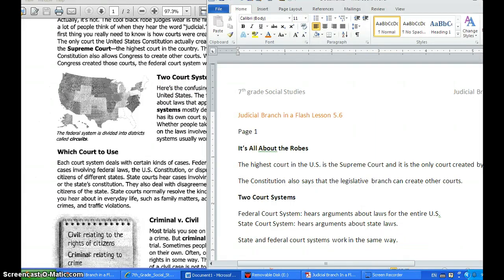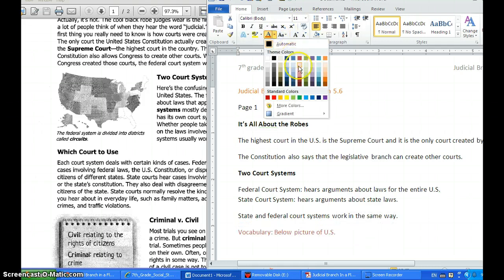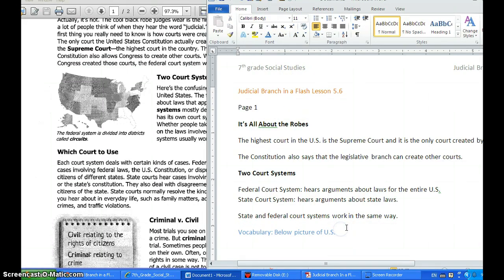So what I'm going to do is write vocabulary under the writing that I have on this paragraph. And I'm going to put that it's below the picture of the U.S. Okay, and I'm going to put it in some type of bold so that I can see that it's something different, or a different color, however you want to do it. And I'm going to write the word circuit. It's totally spelled wrong.